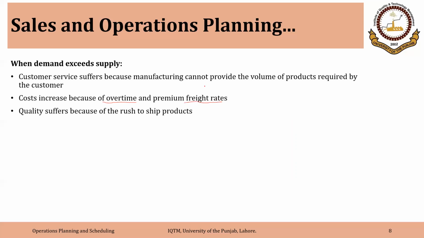you should be looking for the means to quickly transport the product to the customer. So that will ultimately increase the cost. Quality suffers because of the rush to ship products. So these are different consequences that can result when demand exceeds supply.